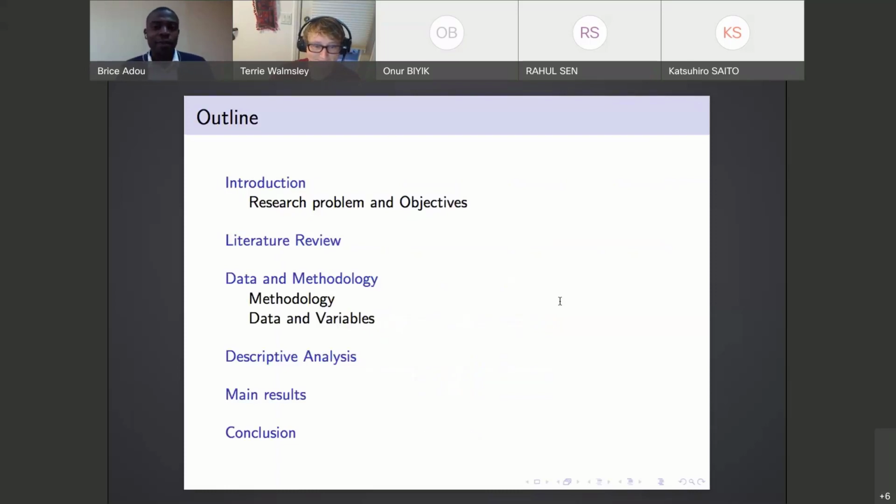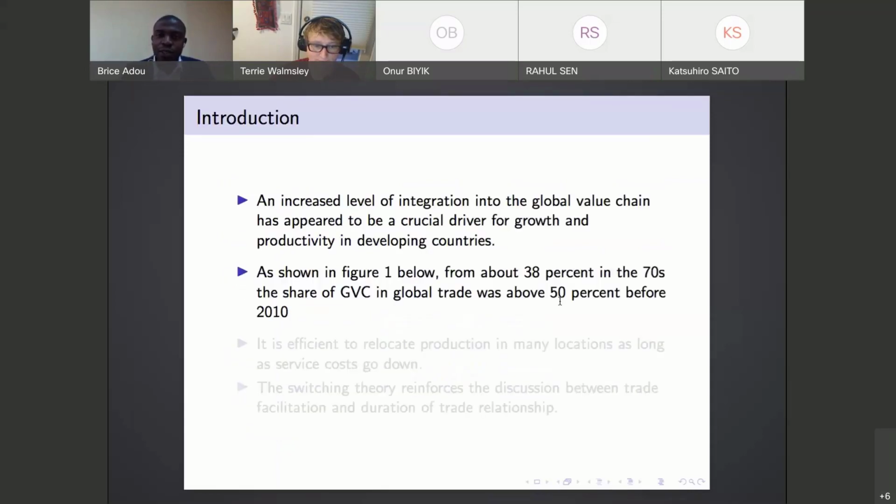The outline of our presentation is as follows: introduction, a quick literature review, data and methodology. We present the descriptive analysis, the main results, and then we conclude. As an introduction, we can say that there is an increased level of global value chains in global trade statistics. Especially, we saw that global value chains appear to be crucial both for growth and productivity, in both developed and developing countries.